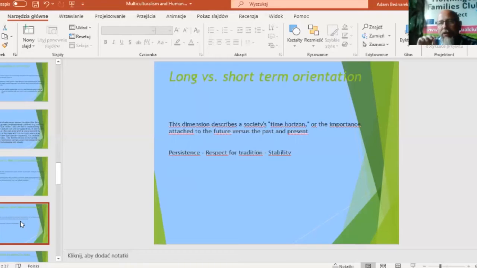So this dimension describes a society's time horizon, or the importance attached to the future versus the past or the present, right? So it's this vast, unexplored area between persistence, respect for tradition, and stability. So although the world may be changing around us, there are those who will be persistent in their cultural heritage, respect for their tradition, and stability.